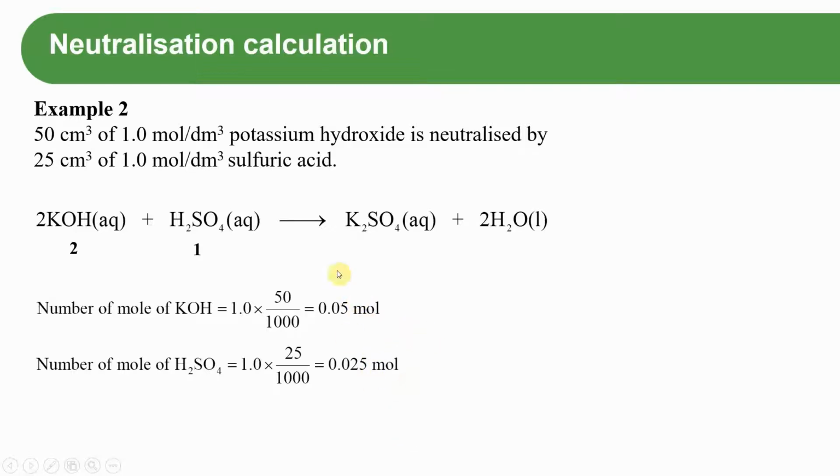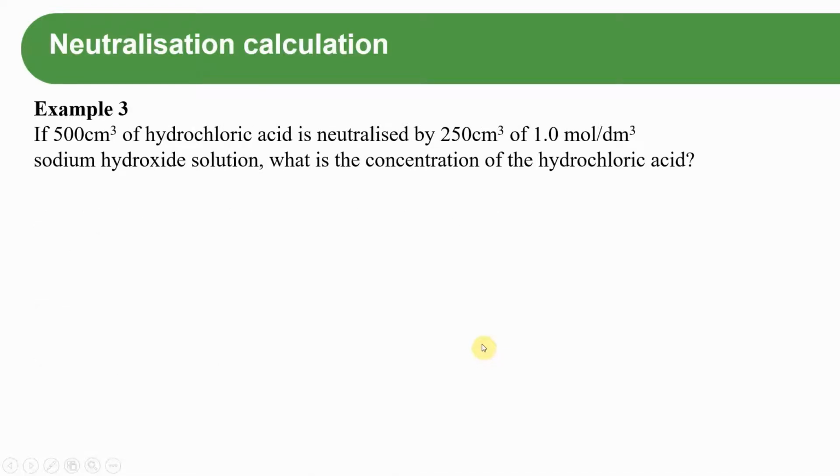Right, so I would like you to bear this in mind. This is just to help you understand how we carry out calculations for neutralization. So the next two examples, they will be different. So example 3, the chemical reaction is similar. So it's HCl reacts with sodium hydroxide, NaOH. The ratio is 1 to 1.